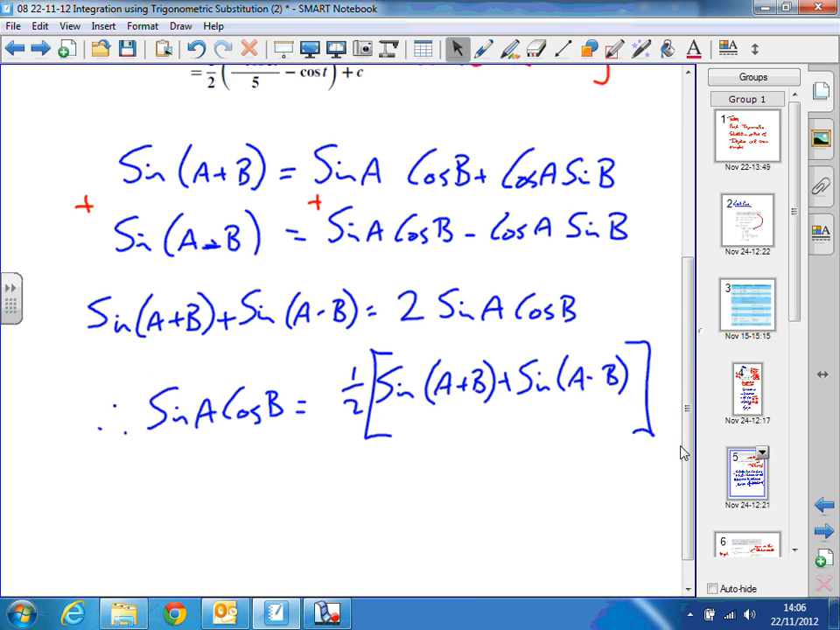Just from those compound angle formulas, we end up with this, and this is the one we use. Look, instead of trying to integrate something like this, the sine of one angle times the cosine of another angle, we turn it into this: half times the sine of the two angles added together plus the sine of the two angles taken away from each other, and they're actually easy to integrate.